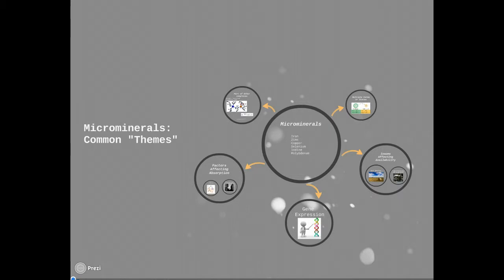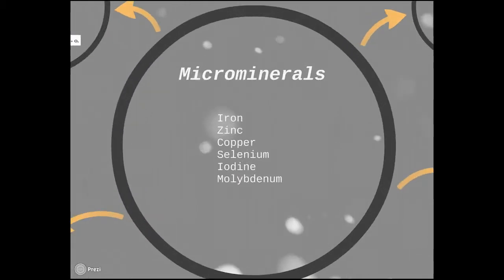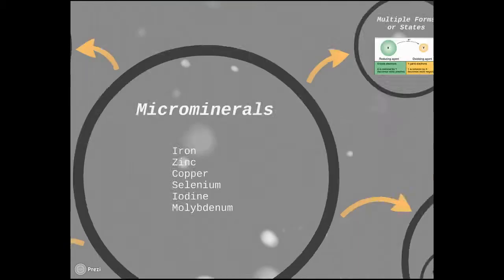So as you're going through the chapters and the unit, you can think about how these fit together, or things that are common among minerals. I'm just going to go through some general ideas; again, the specifics are in the unit, but hopefully this will help. The minerals that we're going to be covering this week are iron, zinc, copper, selenium, iodine, and molybdenum.